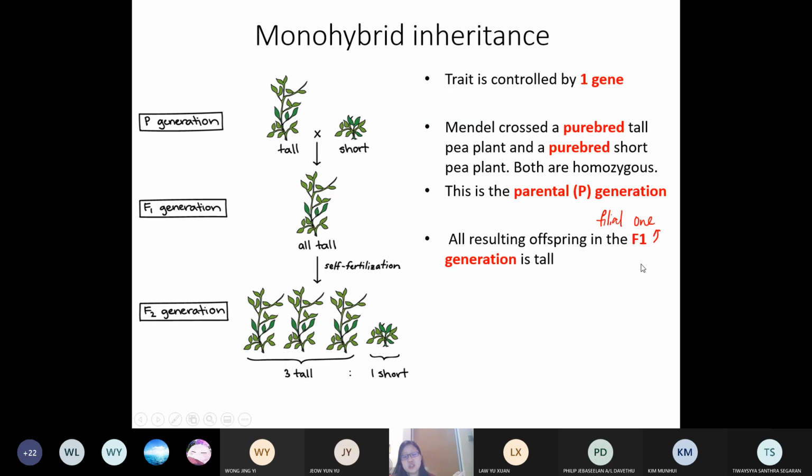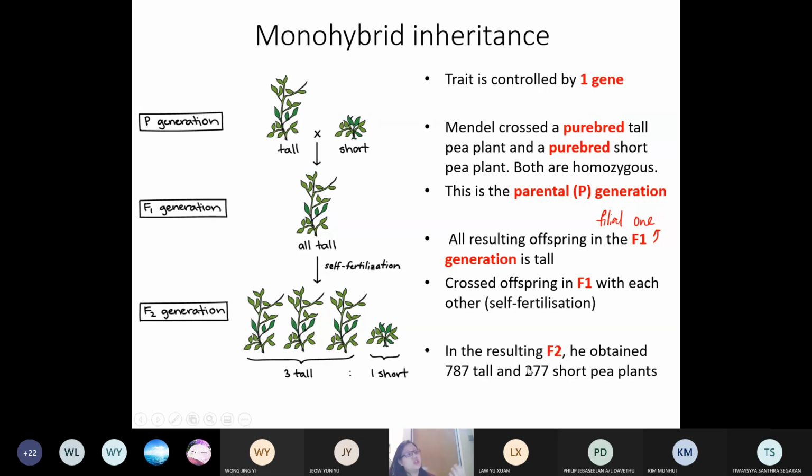So when he took this F1 generation and crossed it with itself, he took two flowers and rubbed them against each other, so the pollen would exchange. It's self-fertilizing, and he realized that all the offspring, again, plants, don't give birth. So you rub the two flowers together, wait for fruits, then take the seeds, and the seeds, which are the offspring, will become the plants. And those plants are the F2 generation.